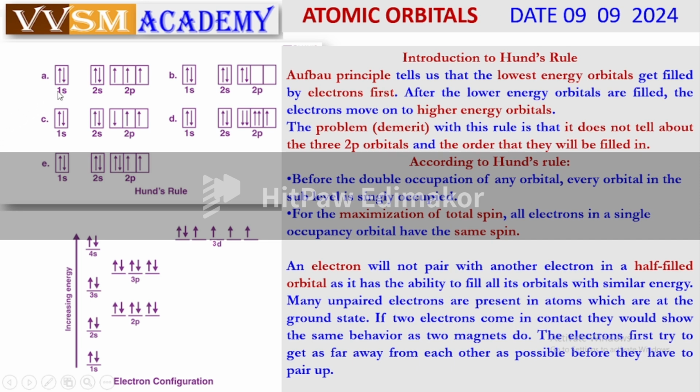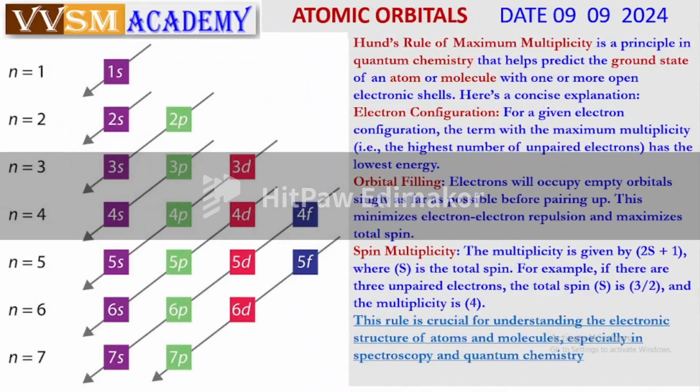Here, if you observe 1s, 2s, 2p. If you observe the 2p orbital, unpaired electrons. Next, electron configuration. So here Hund's rule of maximum multiplicity is a principle in quantum chemistry that predicts the ground state of an atom or a molecule with one or more open electronic shells.